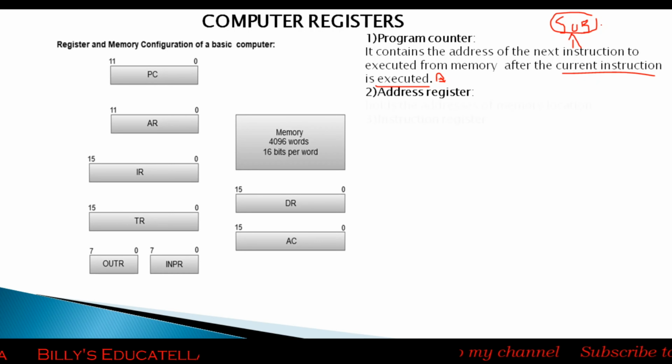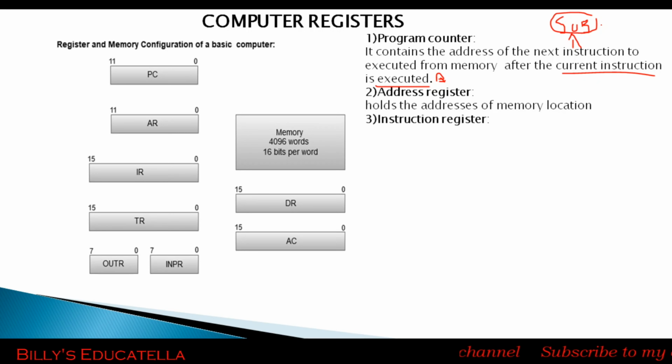Coming to the address register. The address register holds the address of the memory location. Here this address register holds the address where the operand is present. That location is held by the address register.